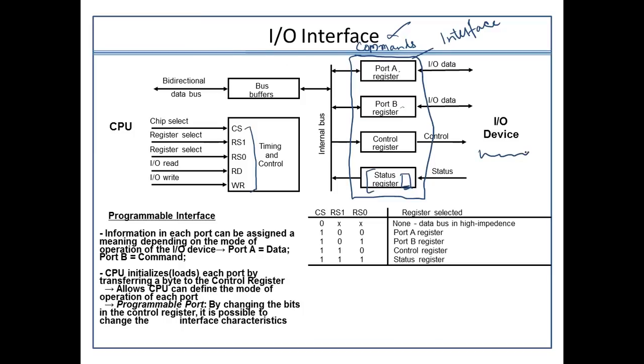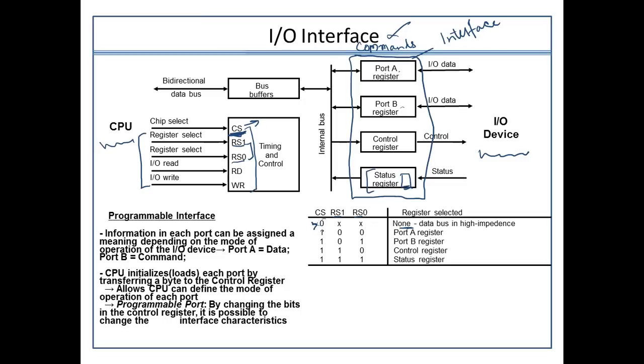Here are the IO devices and this side is the CPU. This is a chip select. If it is enabled, only then your entire interface will work. If CS is equal to 0, whatsoever value RS0 and RS1 have, nothing is going to happen. Now let's introduce RS0 and RS1. This is the register select. Usually here we have four registers, so two lines are required to select the appropriate register.